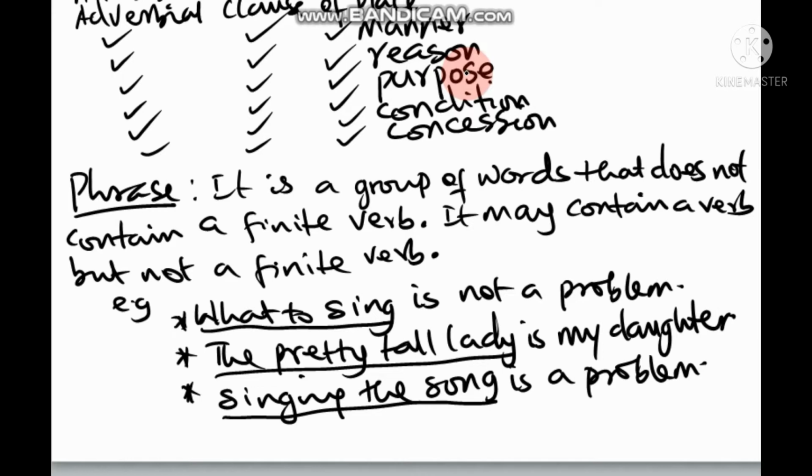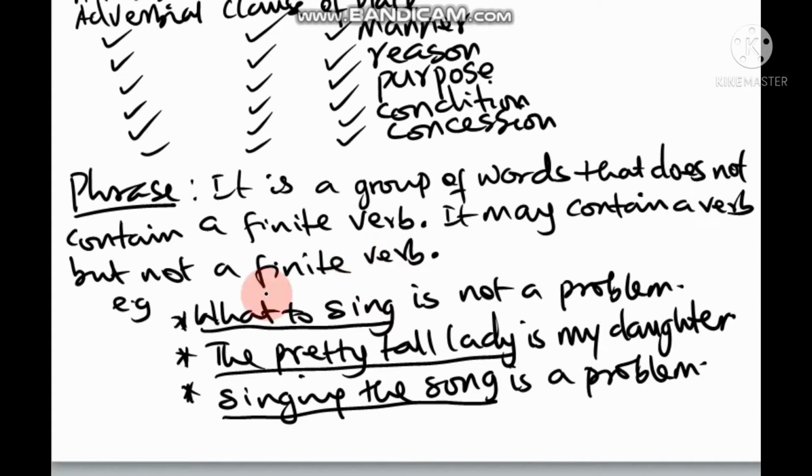Now, also we shall be looking at our phrase. What is a phrase? A phrase is a group of words that does not contain a finite verb. Now, the question is, can a phrase contain a verb? Yes, but it cannot contain what they call a finite verb. It can contain a verb, but not a finite verb. Remember, very soon we are going to look at what we mean by finite verb. Now, let us see examples of phrases.